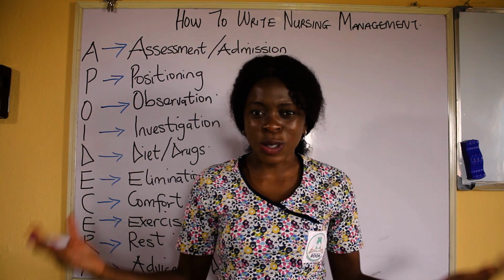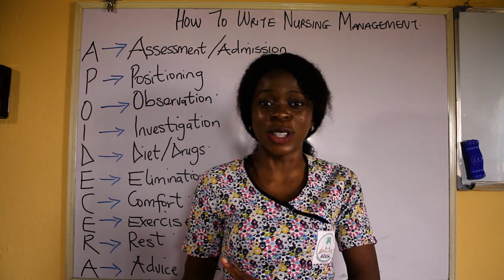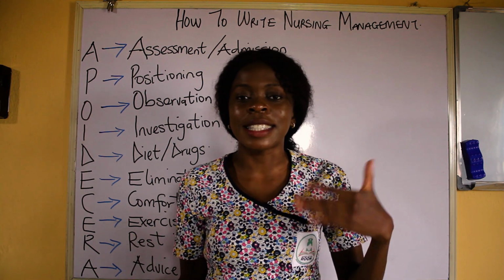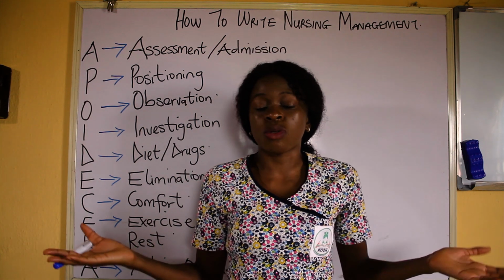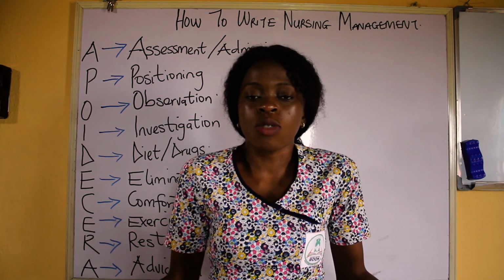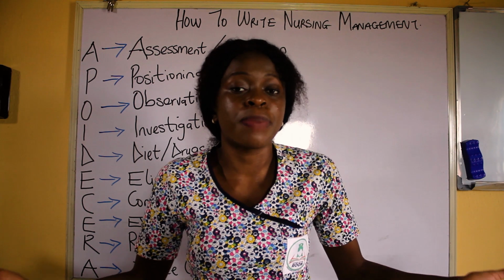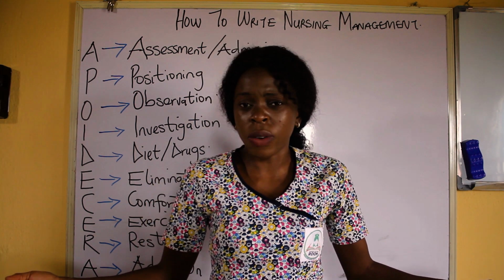Then another is diet and drugs. Definitely, no matter the disease condition, your patient has to eat, right? Your patient has to take their medication. So if you don't have an idea about the disease, you can say give prescribed medication, serve food attractively, and ensure that this patient takes a balanced diet. Is that not 2 points already?